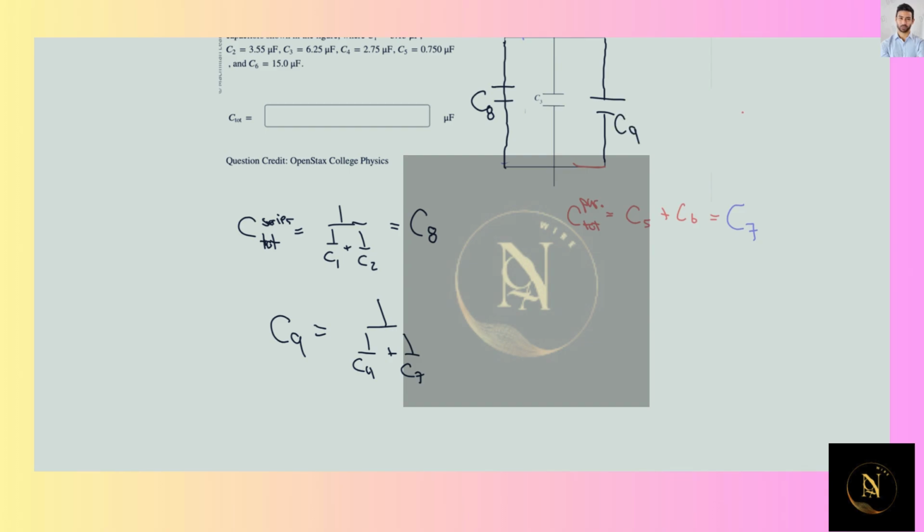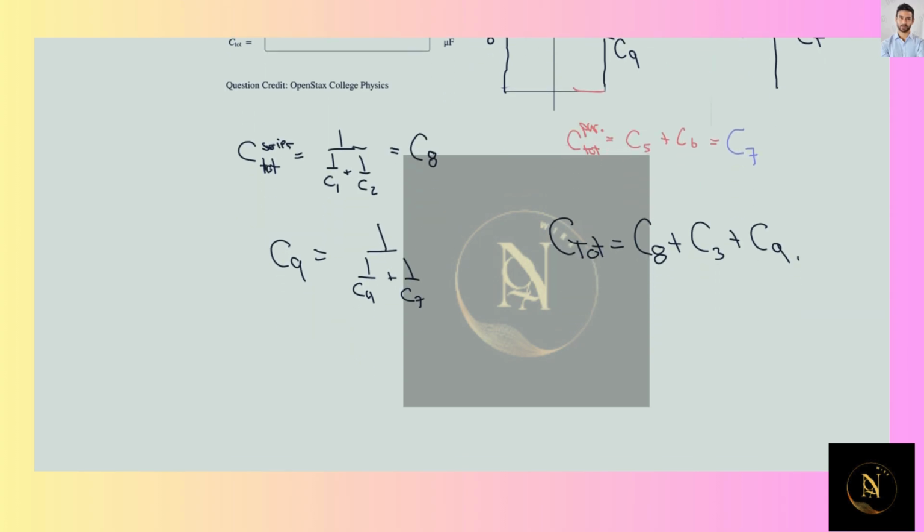Okay? And now, finally, we have three capacitances that are in parallel, so this circuit is going to be equivalent to a circuit with C total directly, and the C total for this circuit would be the sum of C8 plus C3 plus C9. So we can proceed with the calculations.